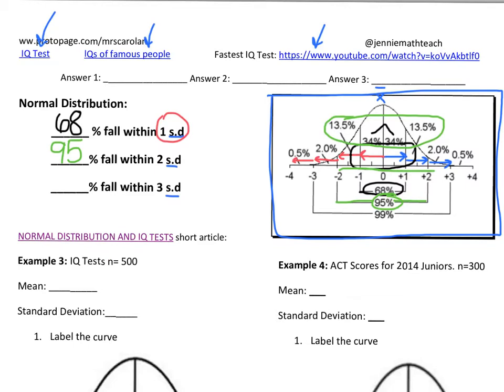within 3 standard deviations. So that would be anywhere from here all the way to there. So if we add up all those percentages, the 2, the 13.5, the 34, the 34, the 13.5, and the 2, that will give us a total of 99%. So really only 0.5% and 0.5% of your data falls more than 3 standard deviations away from your mean.